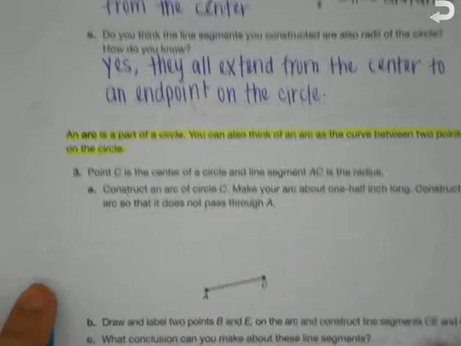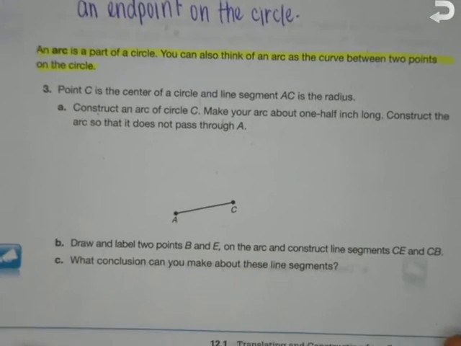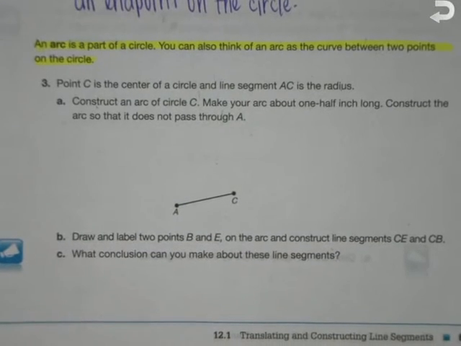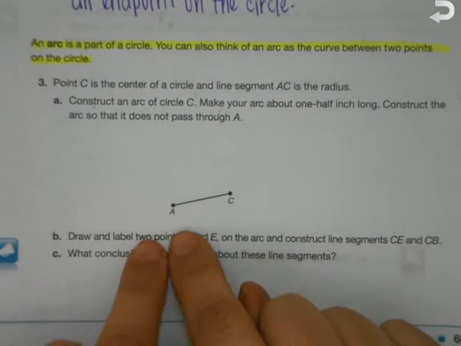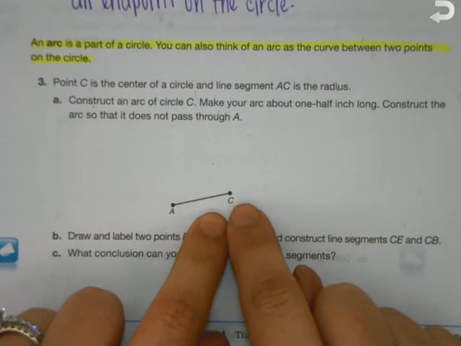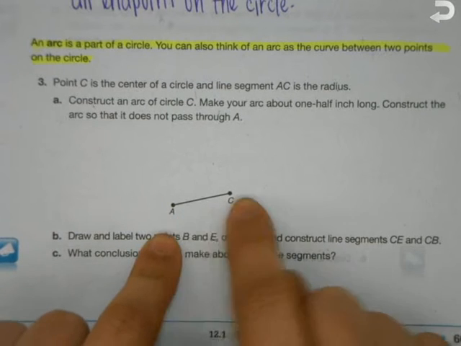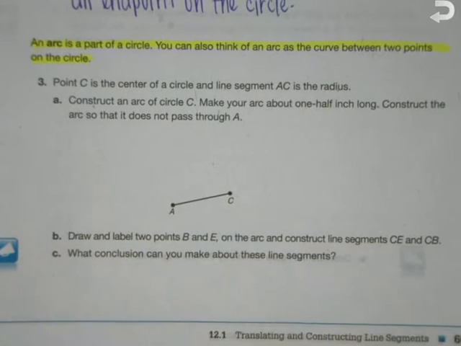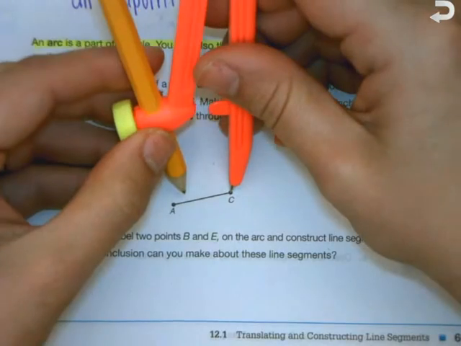So what we want to do in number 3 is we have a circle with center C, and the radius is AC. We want to construct an arc of circle C. We want to make it about 1/2 inch long and construct the arc so that it does not pass through A. So since we want to make an arc of the circle, we still have to open our compasses to the radius. So open your compass so that it's the same length as AC.